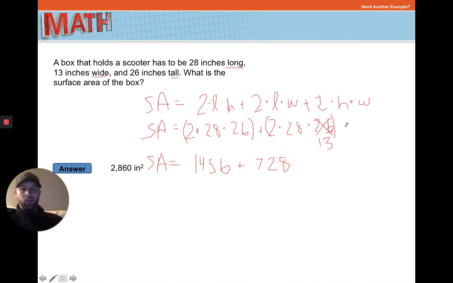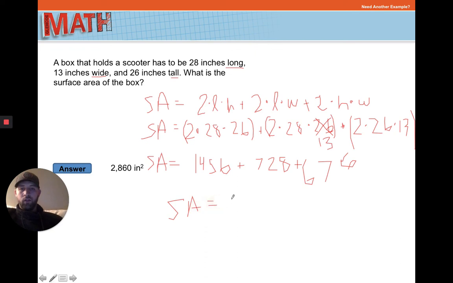And then lastly, let's go ahead and do the third part. 2 times the height, which is 26. And then multiply that by the width, which is 13. So when I pull out my calculator, I can do 2 times 26, which is 52, and then multiply that by 13, and I get 676. Let's go ahead and add all of these up together, and when I do, I will get the answer. Oh, perfect, we got it right.